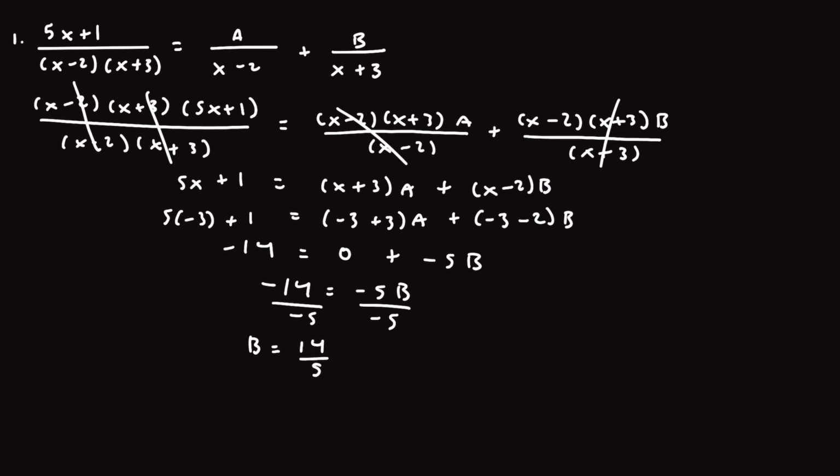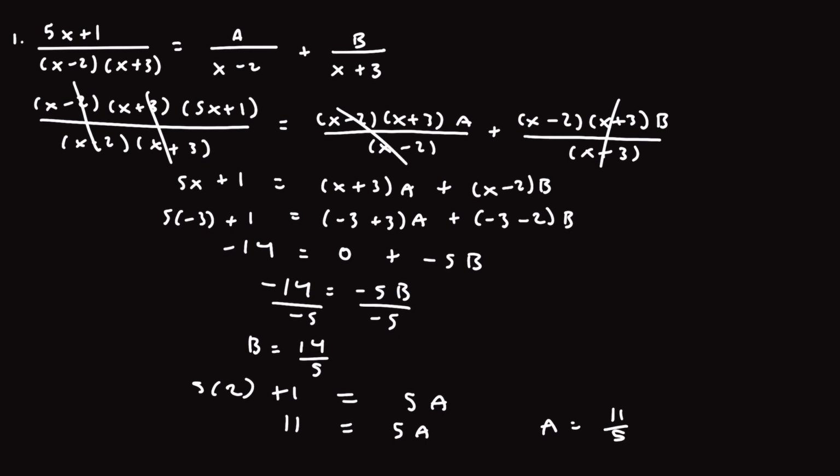Now, in order to find a, we can do the same thing. We can plug in the value that makes this part of the equation 0. So we can plug in 2. So 5 times 2 plus 1 equals 5a. We have 11 equals 5a. Get a equals 11 fifths.